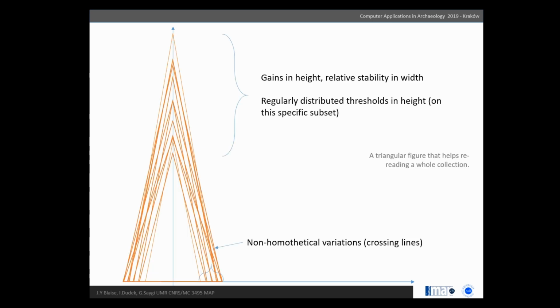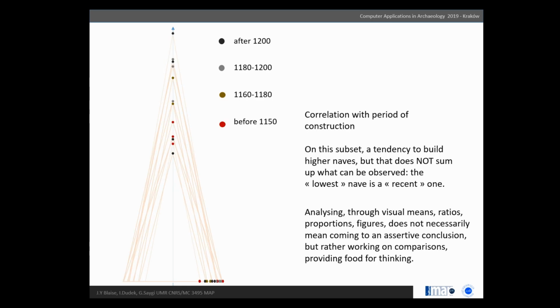In fact, what you observe when you look at a whole collection, gains in height, that's true, relative stability in width, but what you observe are thresholds, in fact. Here, here, here. So the triangular figure can be used to sort of reread a collection as such. You can also naturally correlate that with dates, and you will see that, okay, they were growing bigger, but not systematically. In this little sample, the smallest is one of the most recent.